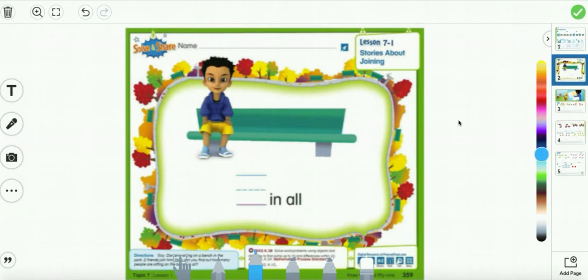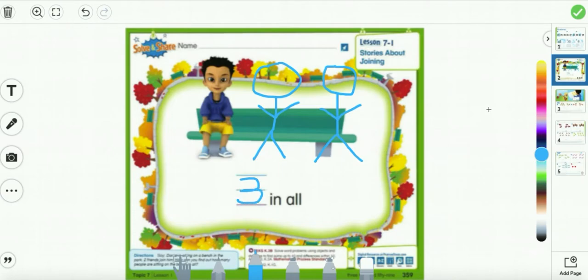Daniel is sitting on a bench in the park. 2 friends join him. How can we find out how many people are sitting on the bench in all? So what we can do is go ahead and draw a picture. Here we have Daniel, and we know that 2 more friends join him. So we're going to draw 2 more people. Here's 1, 2. So can you tell me how many people there are in all sitting on the bench? 3. 1, 2, 3.